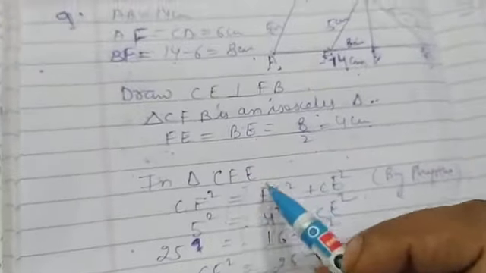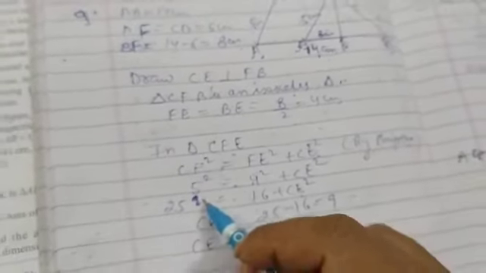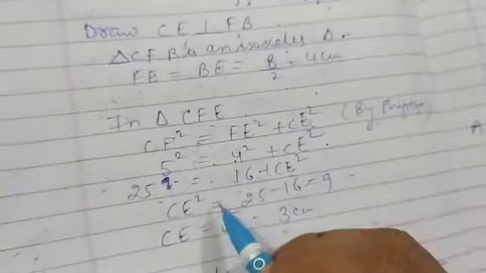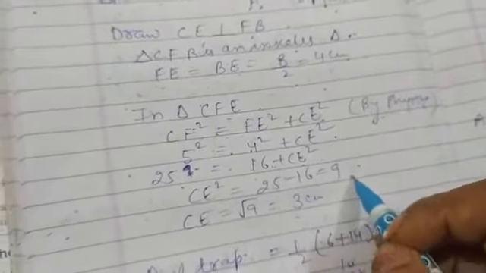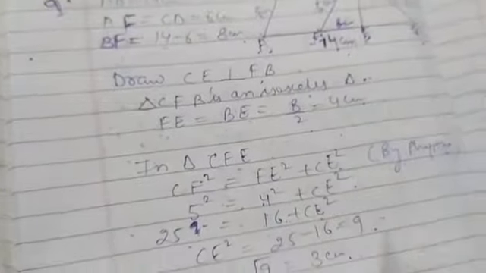So in triangle CFE, CF square is FE square plus CE square by the Pythagoras theorem. 5 square is 4 square plus CE square. 25 is equal to 16 plus CE square, so CE square is 25 minus 16, that is 9. So CE is the square root of 9, which is 3. So that means the height is 3.